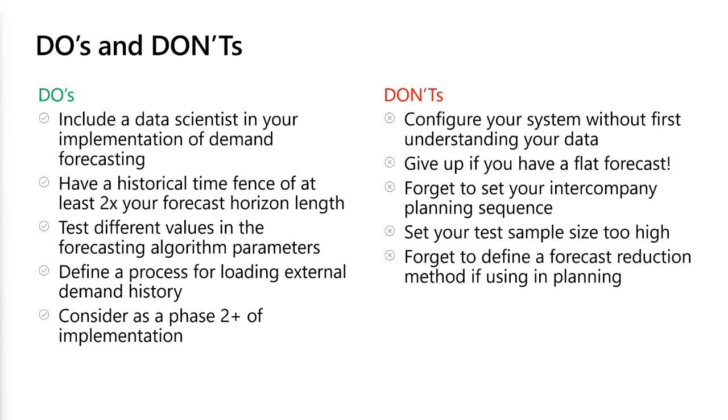When you're implementing this functionality, we recommend that you test different values in the forecasting algorithm parameters and look at the impact that has on your forecast results. This module is not one size fits all with the configurations. You're going to have to customize it based on your company's data and the kind of trends and patterns that you have. If you're trying to implement this functionality as part of a go live in general for Dynamics, then you're not going to have demand history in the system, at least not at the beginning.